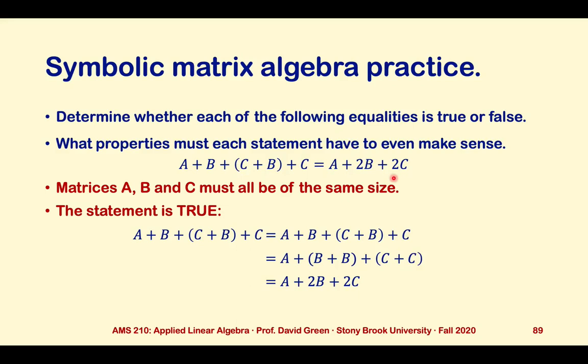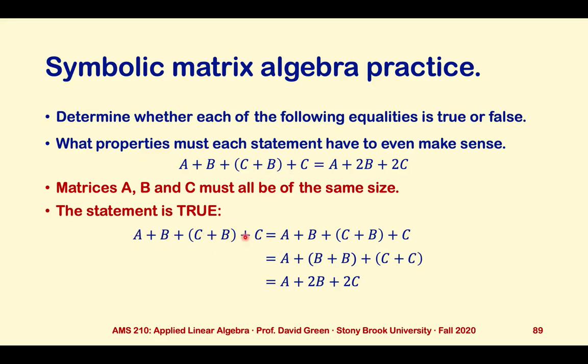Matrix addition only works when the matrices are of the same size. So we can consider this equation only if A, B, and C are in fact the same size. Otherwise, it's poorly defined. If they are all of the same size, the statement turns out to be true. How do we show that to be true? We just apply the rules of manipulating these expressions.